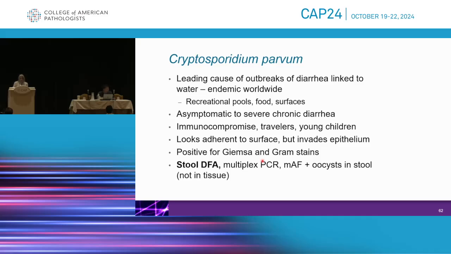Patients with immunocompromise are disproportionately affected. Travelers and young children are also populations that are more affected. And while it looks adherent to the surface, it actually does invade the epithelium and sits in a parasitiferous vacuole within the cytoplasm. And the Giemsa stain, as you saw, can be helpful here in addition to Gram stain in highlighting those organisms for you. And stool DFA is a helpful tool in making this diagnosis, as is multiplex PCR, which is increasingly utilized for this purpose.